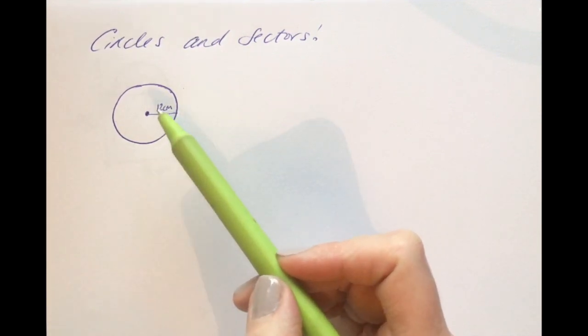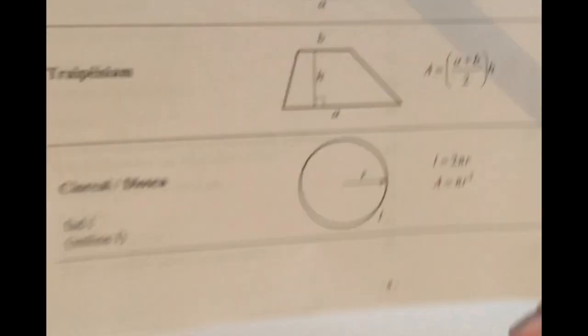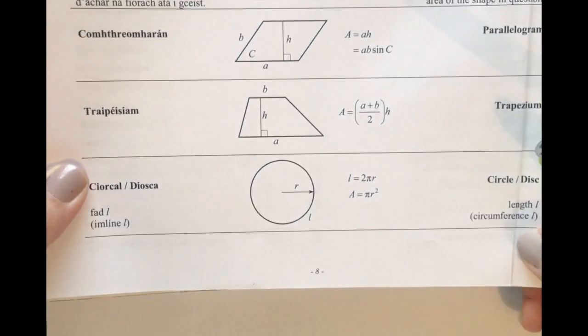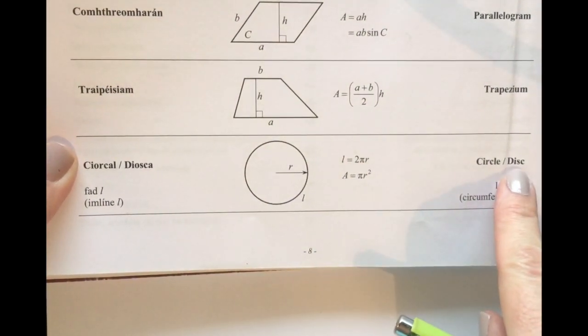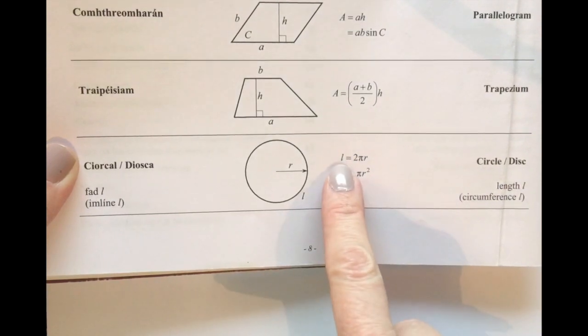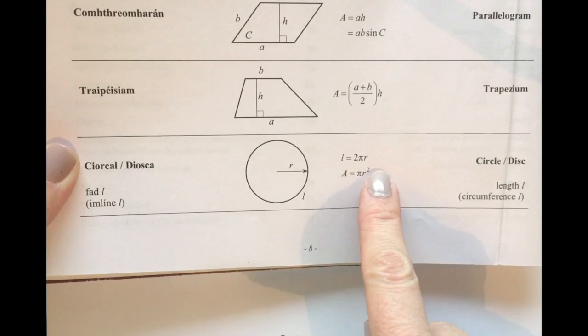So if we take a look at our log tables to see what formula we have on circles, if you go to page 8, you will see here's where we have circles or disk, and we have two formulas. We have L equals 2 pi r and we have A equals pi r squared.